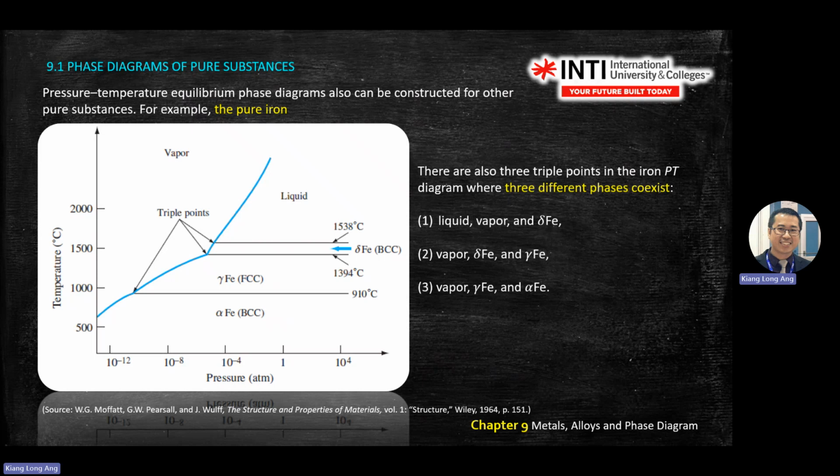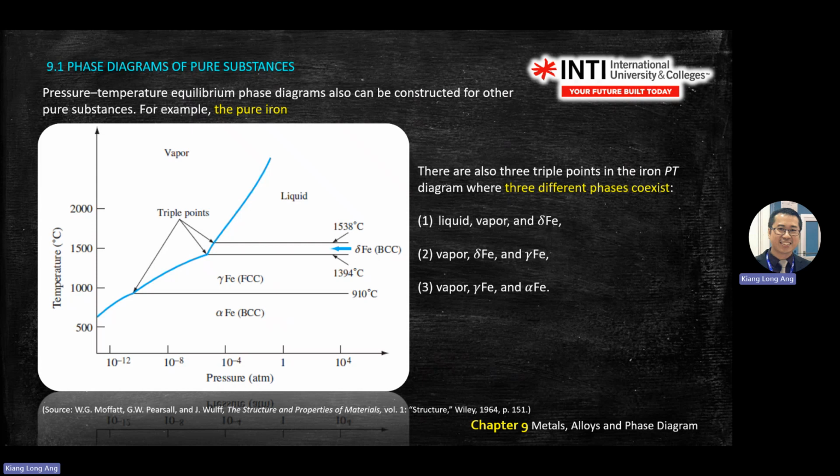Here. Liquid, vapor, delta ferrum. Where is it? These three meeting together is this point. No, this one. This is the triple point. When you stand here, what do you see? On the left, you see vapor. In front of you, you see solid, delta. Then below on the left, you see gamma. No liquid. So it becomes this one.